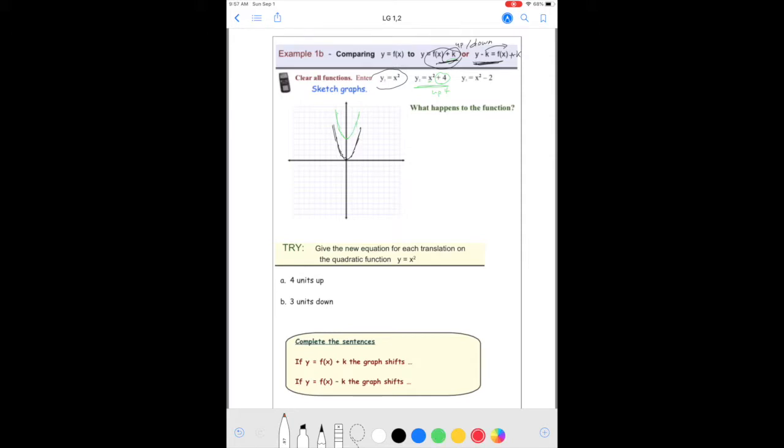So the other one here, we look at this guy, it's down 2. So 1, 2. Make sure you come from the original one.